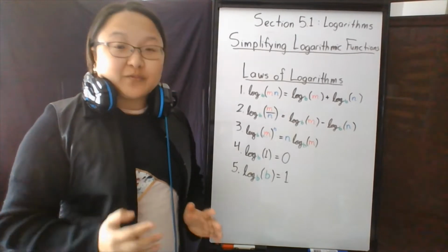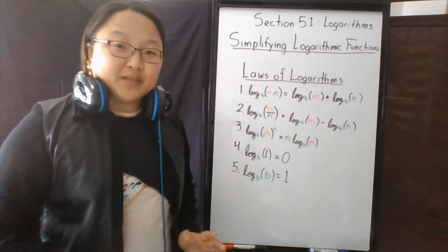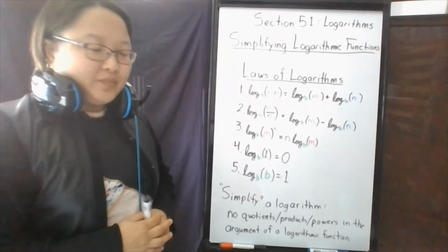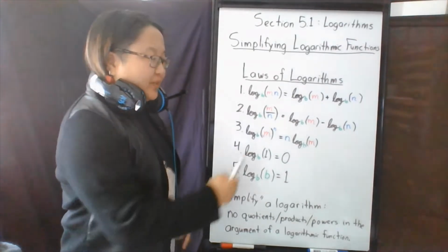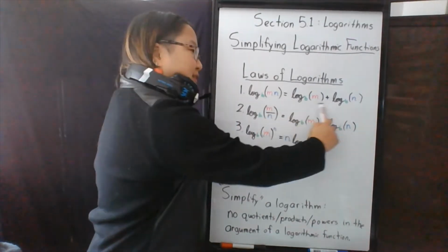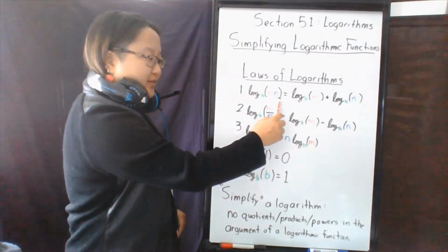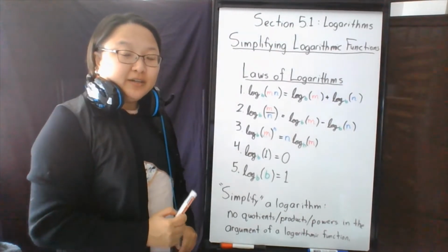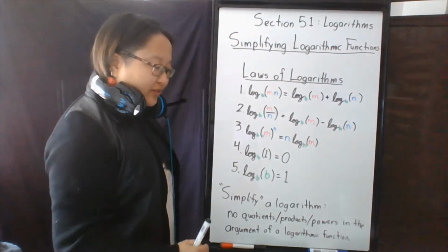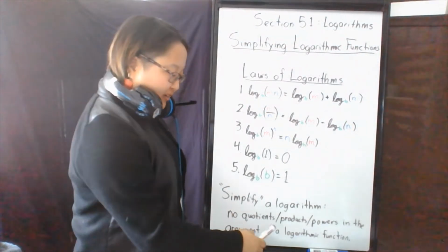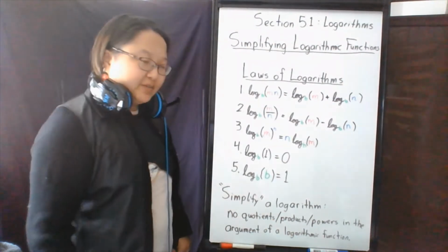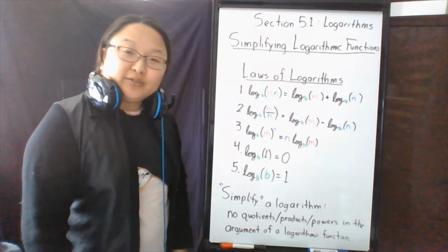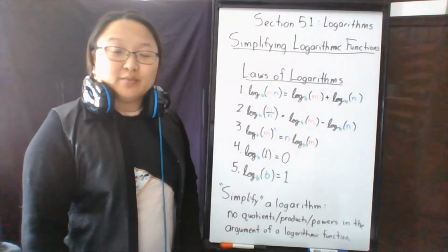I'll show you some examples, but first let's go over what exactly logarithm simplification means. In other words, simplify means to move from something that looks like this into something that looks like this. You get rid of the products, the quotients, and the powers as it applies to the function. In other words, you spread it out. You put it in longer form, making sure that there are no quotients, products, or powers in the argument inside the parentheses of the logarithmic function. Now we'll do a couple of examples for that, starting with the simple ones and moving on to the more complicated.